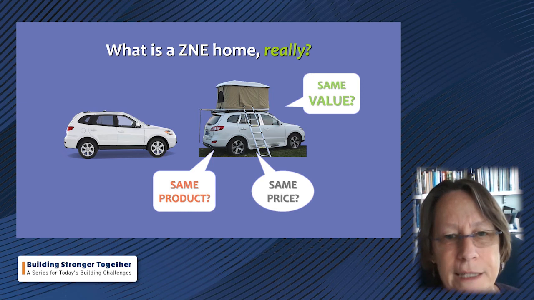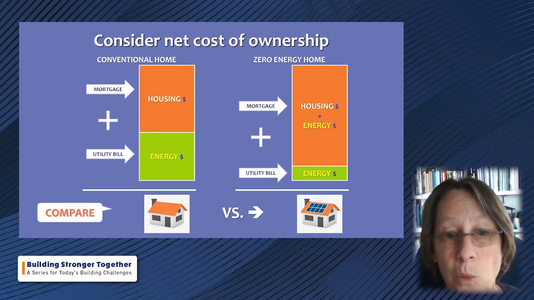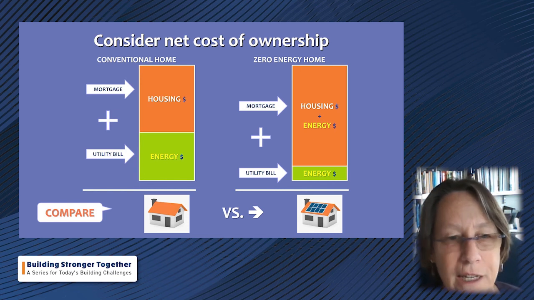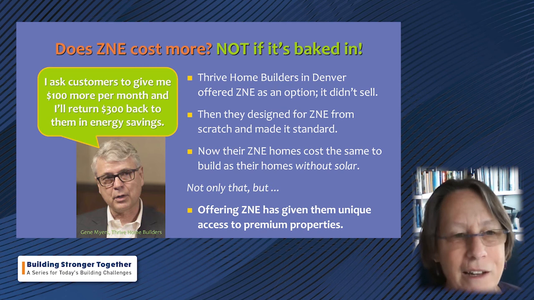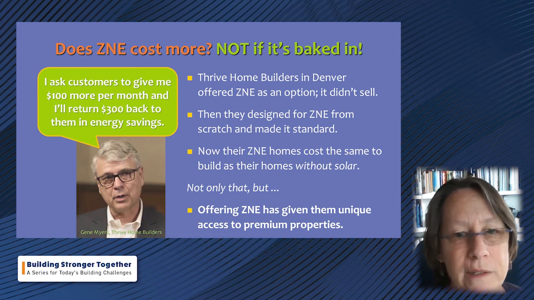And the way that's reflected in the budget is to think about shifting some of the money that goes into utility bills in a conventional home into the price of the mortgage itself and away from the utility bill. And so the net is not necessarily any more. And in fact, I love this story from Gene Myers, CEO of Thrive Home Builders in the Metro Denver area. Gene is really one of my heroes in this arena because he's honestly one of the kindest, most humble, and most accomplished guys I know in this industry.